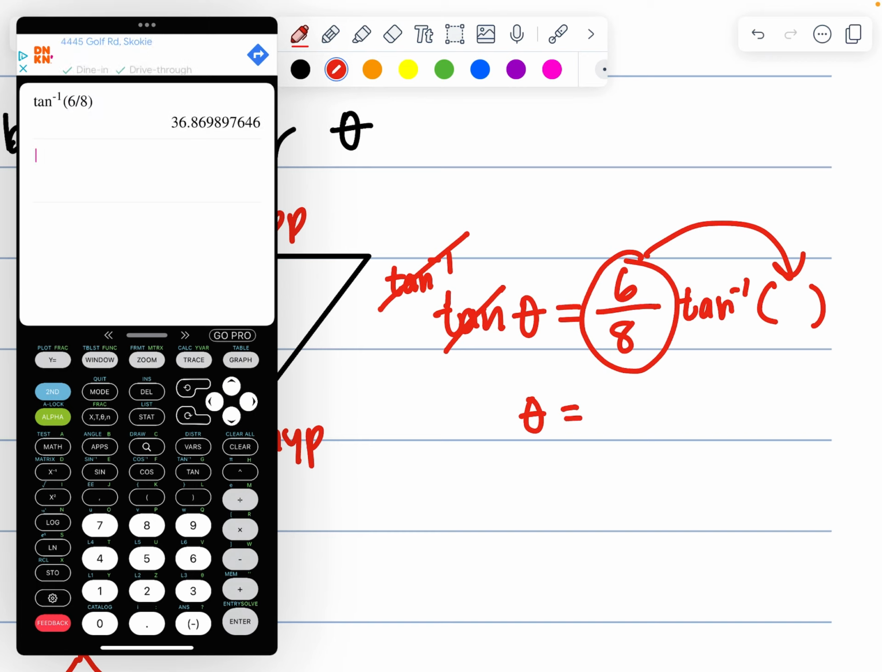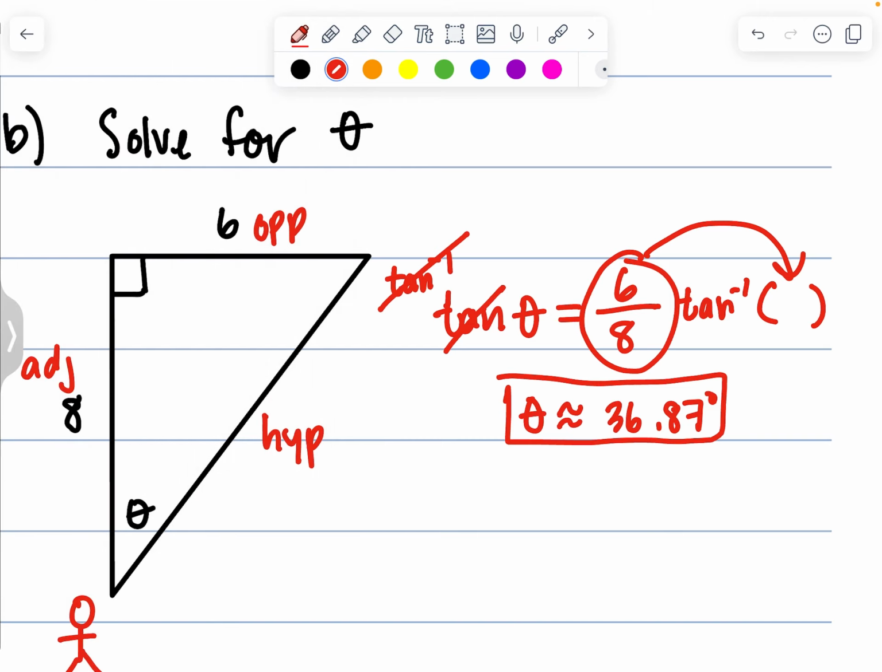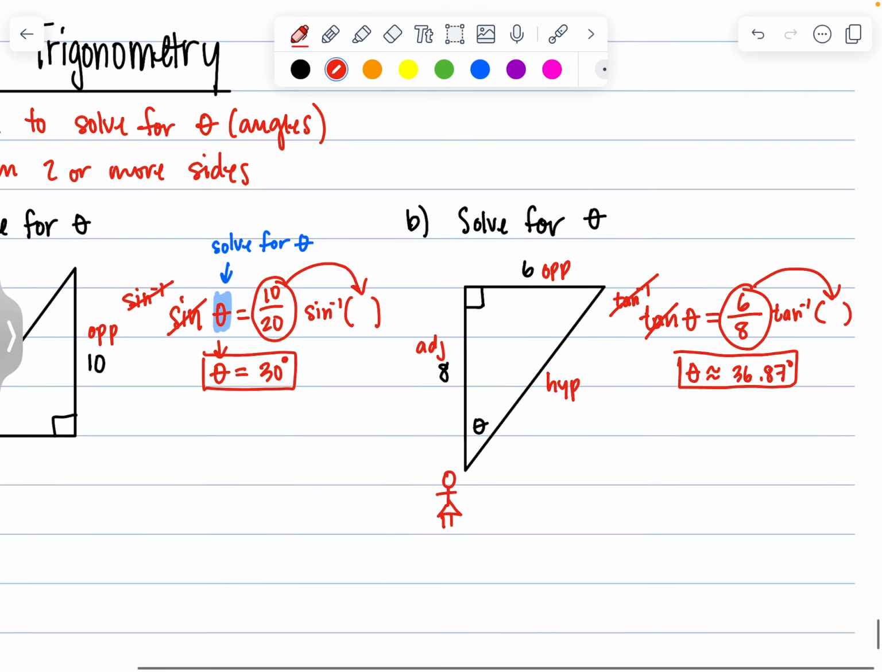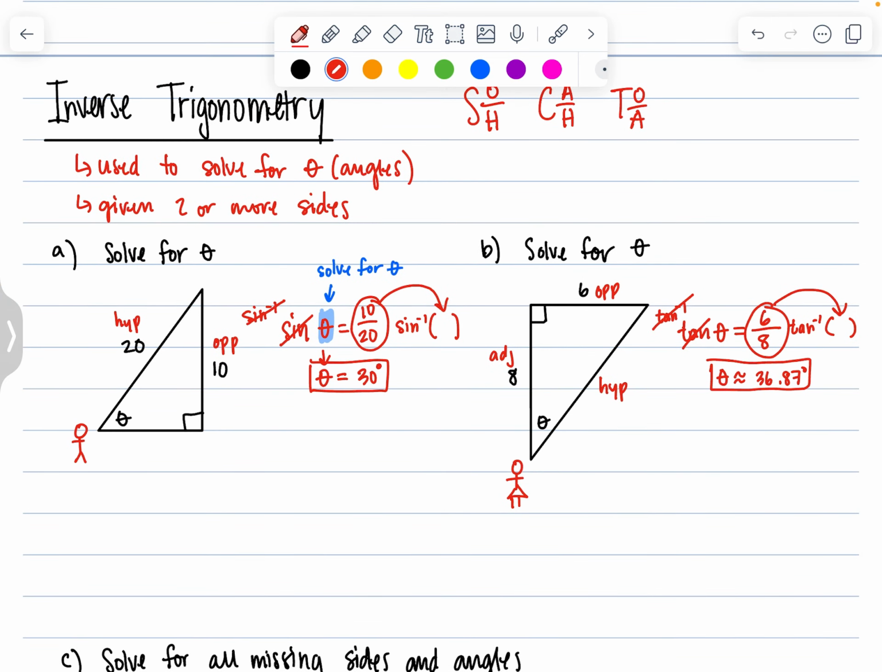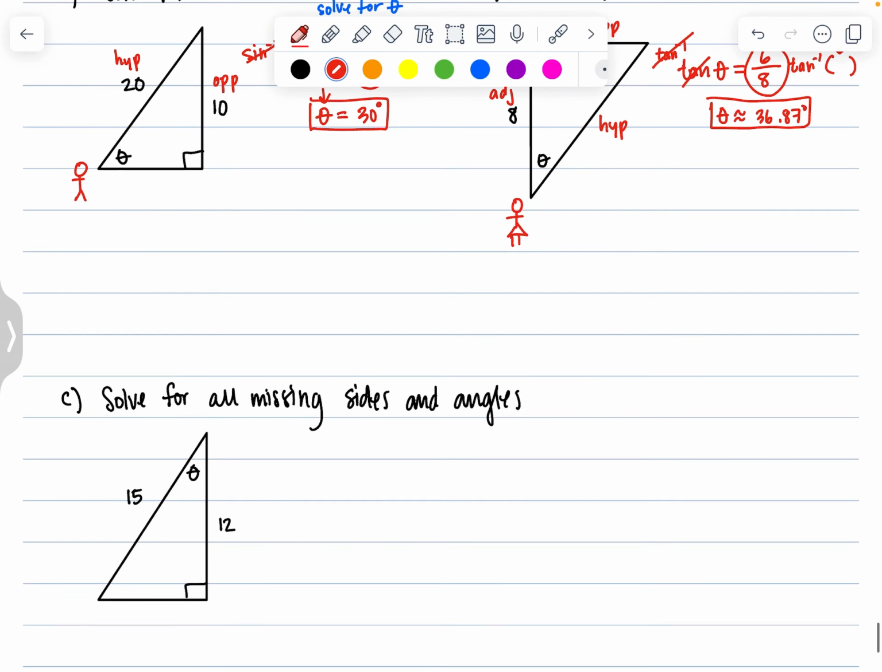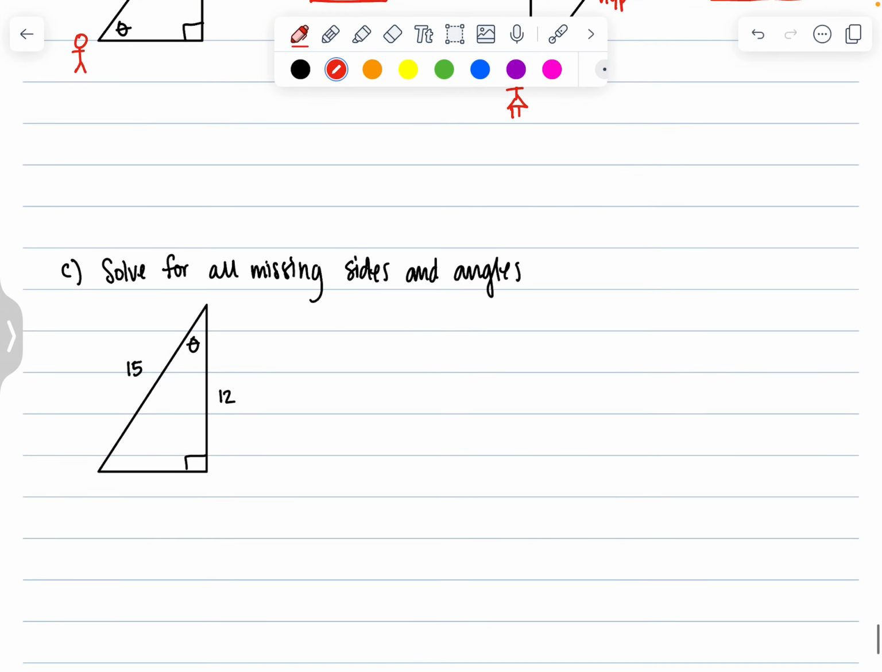And we get 36.869. So this is actually going to be an approximation this time. So let's make sure we do an approximation. 36.87 degrees. So the hundredths place is a nice place to round. And we are done. Okay? So we have 2 angles solved for using 2 different trig functions and their inverse functions to actually solve for those particular angles. Our third example is going to be kind of a long one.